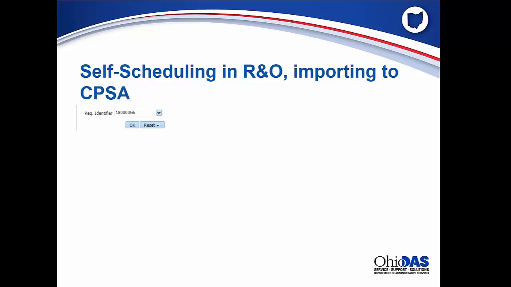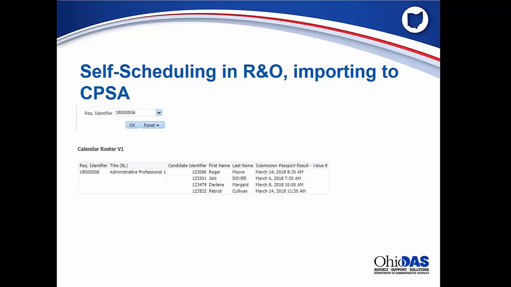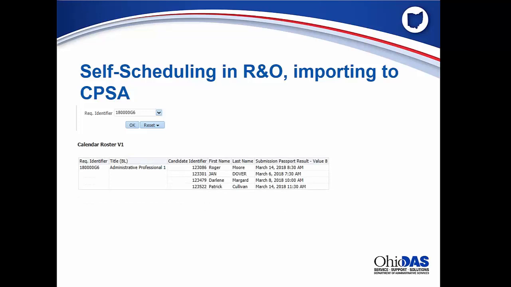Click OK once more, and it will generate the report. So this is our report of self-scheduled candidates with their candidate identifier and scheduled date and time. It also shows our rec identifier, and that was the one that we were searching on, 180,000 G6.